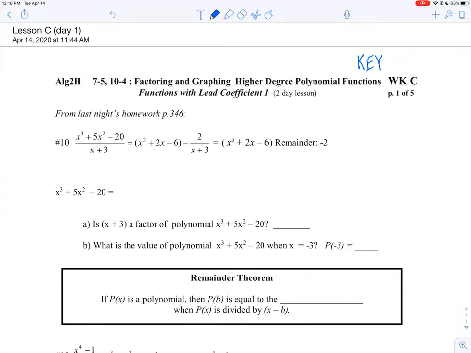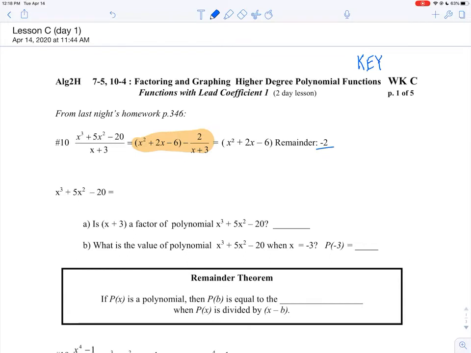So if you took x to the third plus 5x squared minus 20 and divided it by x plus 3, this right here would be our answer if we were to divide that out. So what you're looking at is x squared plus 2x minus 6 minus 2 divided by x plus 3. When you see that last term still has a denominator, that means there was a remainder. So it means that you still had this remainder of negative 2 when you divided the original polynomial by the x plus 3.